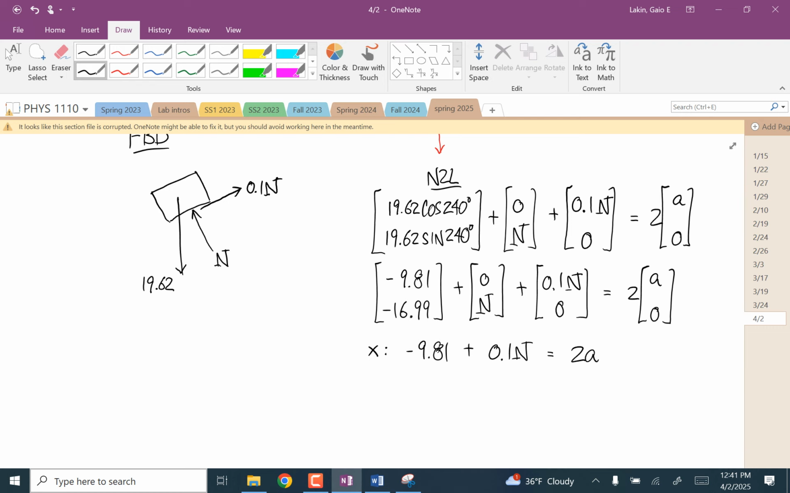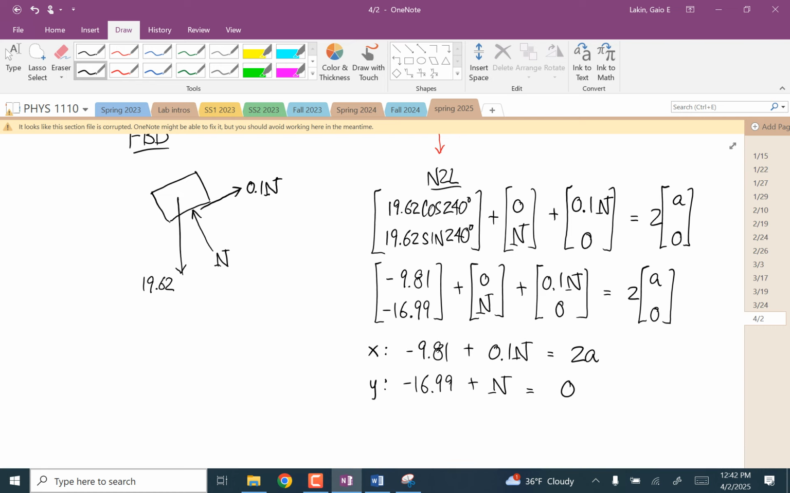All we want is this vector a, 0. We just want to calculate what that value of a is so we can plug it in. So at first you might think all we need is that x equation, but notice that when we write out that equation, there's two variables in there, n and a. And you can't use one equation to find two variables, okay? And so we're going to have to use the second equation too and solve it as a system. So the y equation says negative 16.99 plus n is equal to 2 times 0, or 0.